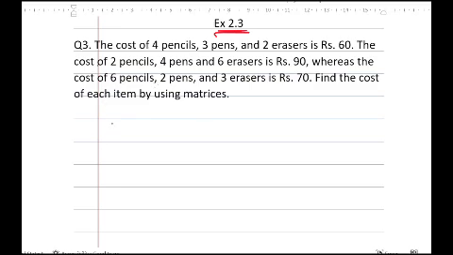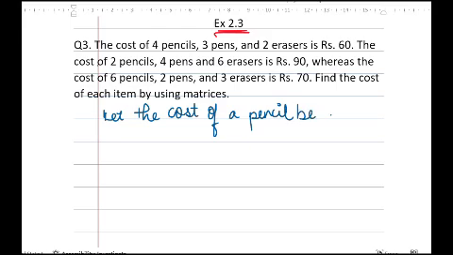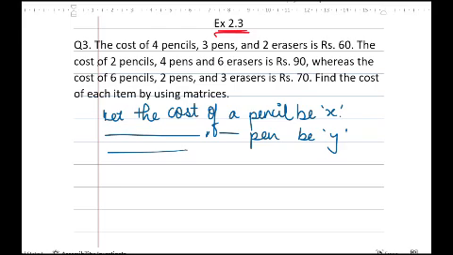Let the cost of a pencil be X. Similarly, you can write let the cost of a pen be Y, and let the cost of an eraser be Z. So now that you have the variables in place, what you have to do is form 3 equations for these 3 variables.